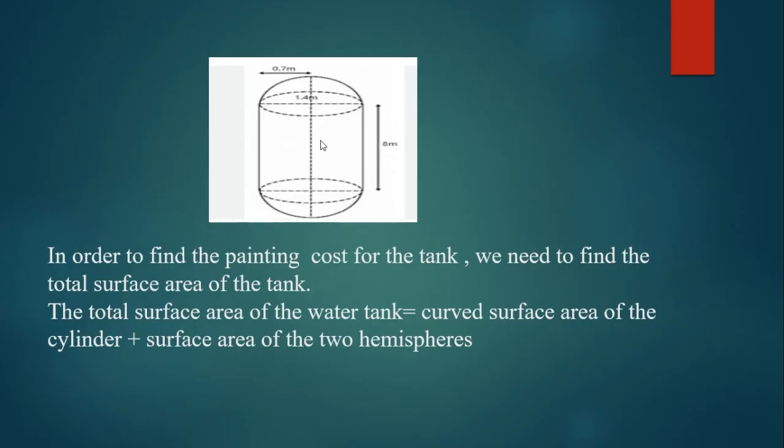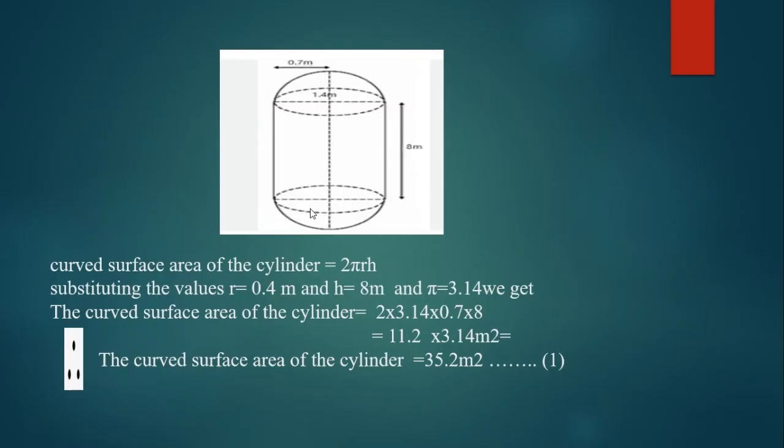Okay. Now we are going to apply the given information or the values in the formulas. So, according to our conclusion, the total surface area of the water tank is equal to the curved surface area of the cylinder and the surface area of the two hemispheres. Okay, now we are going to find them individually. First, we are finding the curved surface area of the cylinder. Okay, how can we find the curved surface area of the cylinder?